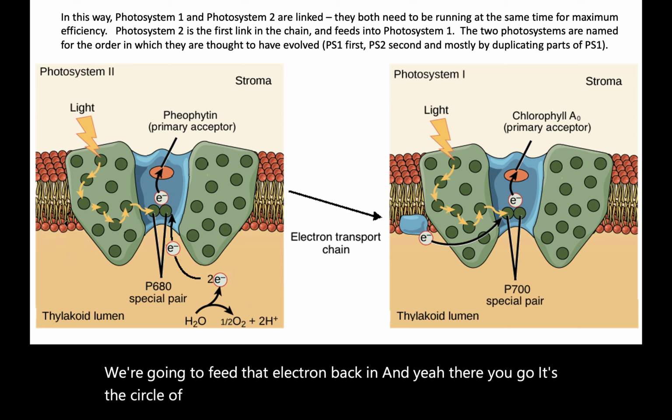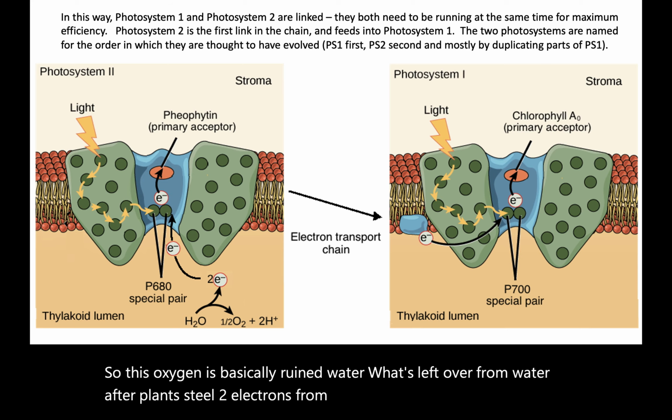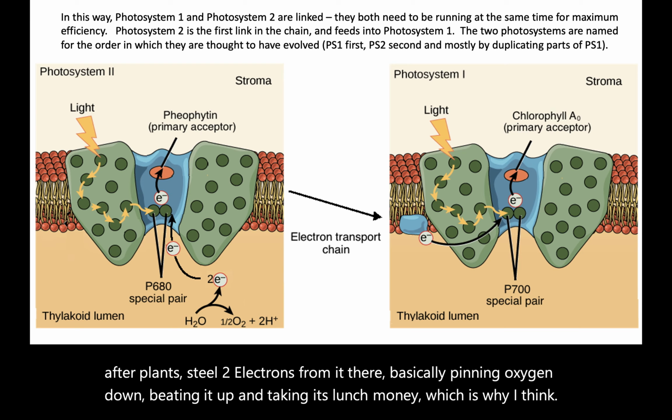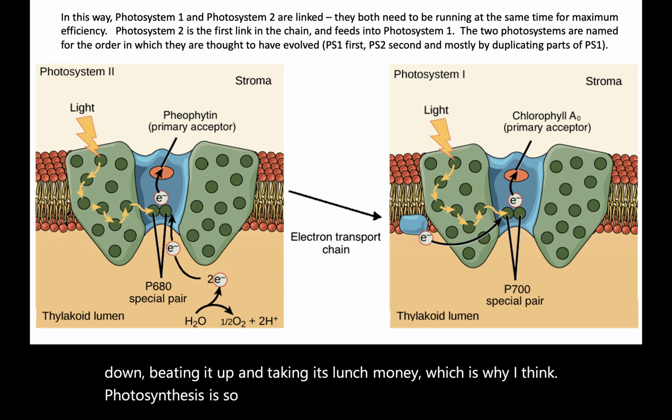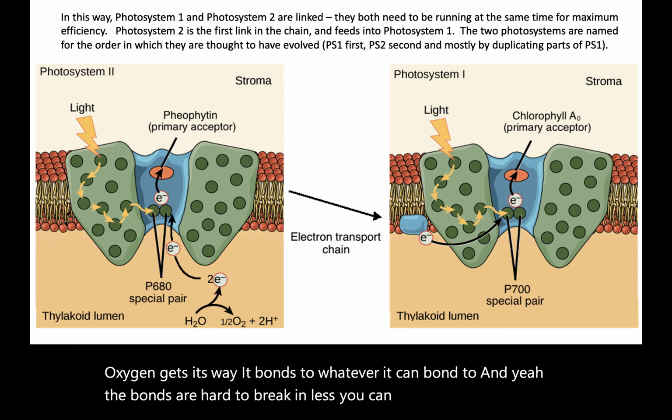And we get waste gas from the plant, which is oxygen. So this oxygen is basically ruined water. What's left over from water after plants steal 2 electrons from it. They're basically pinning oxygen down, beating it up, and taking its lunch money. Which is why I think photosynthesis is so cool. Pretty much everywhere else in biology, oxygen gets its way. It bonds to whatever it can bond to, and yeah, the bonds are hard to break unless you can give oxygen something. You gotta like bribe it off.